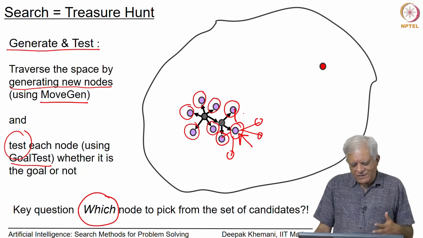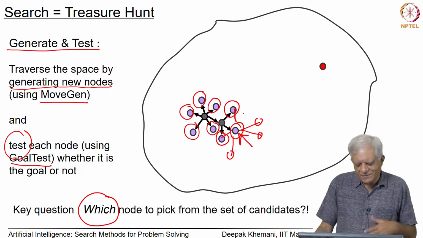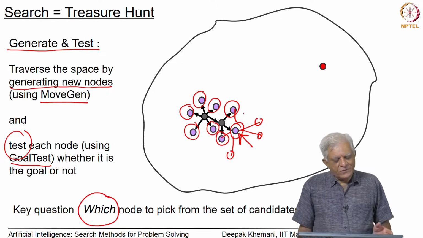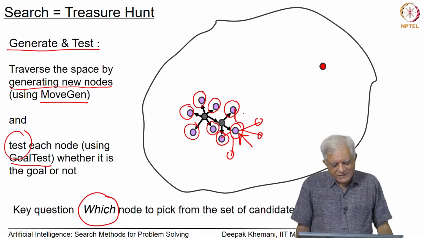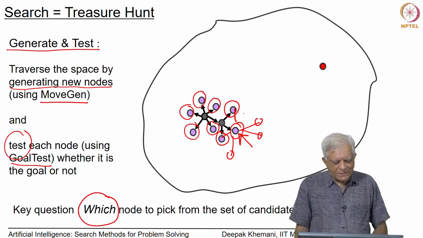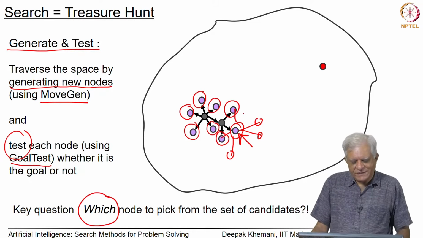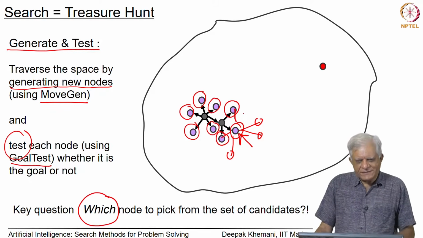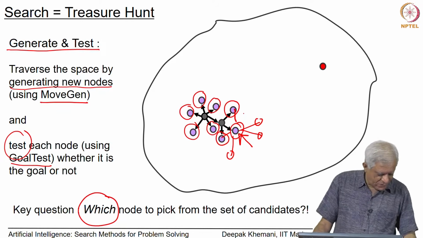But we will look at how we can incorporate a certain amount of domain knowledge to guide us towards the goal node. That will come later, and it is called heuristic search. First, let us just look at the mechanism for doing search and how that can be done.